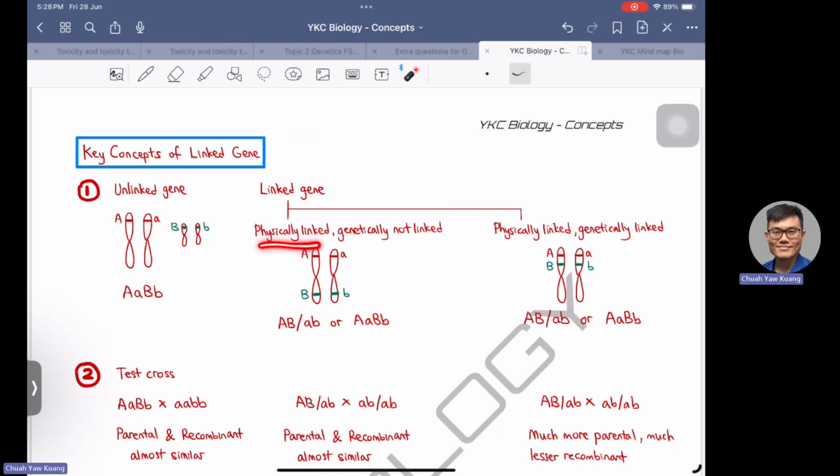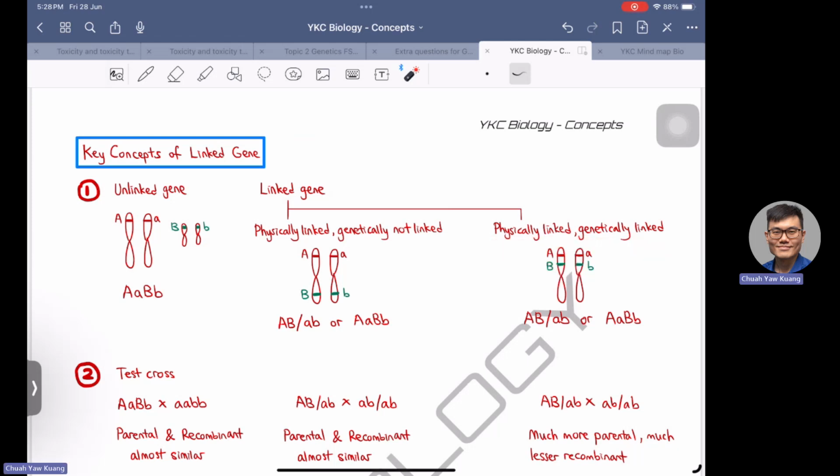Genes that are physically linked but genetically not linked are genes that occur on the same chromosome, so they are physically linked, but they are too far away from each other, so they are genetically not linked. While genes that occur on the same chromosome and are very close to each other are physically linked because they are on the same chromosome, and genetically linked as well because they are too close to each other.